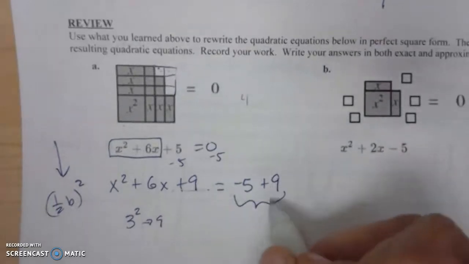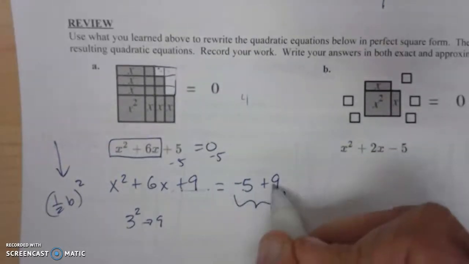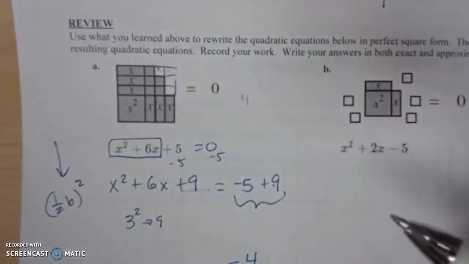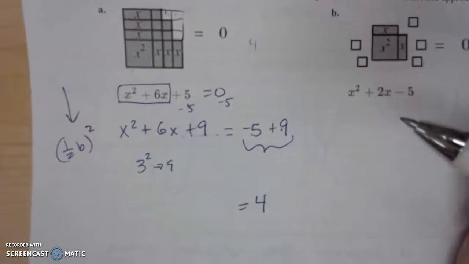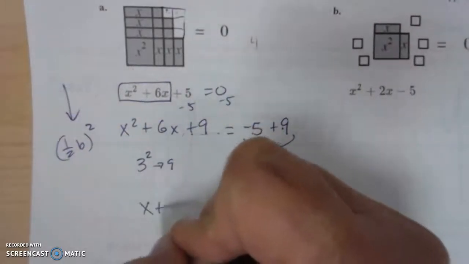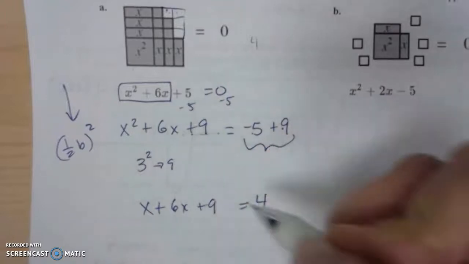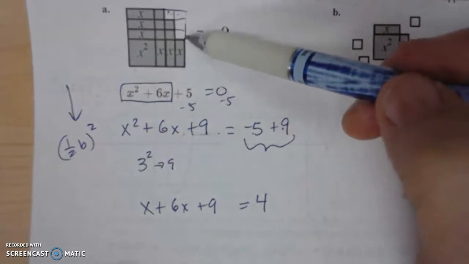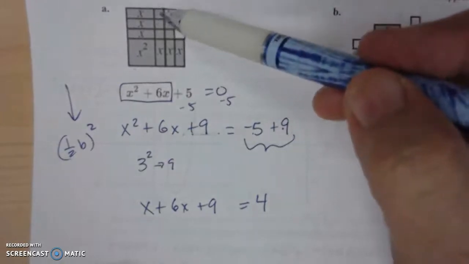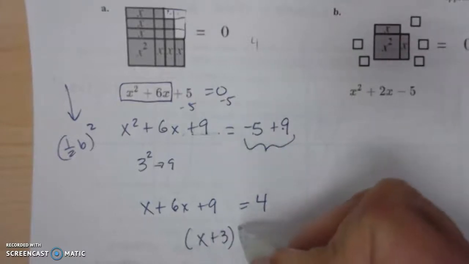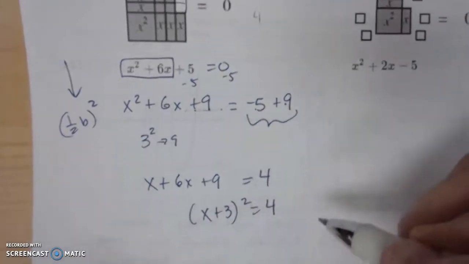Check out what's happening here. What is negative 5 plus 9? Oh, that's 4. And we knew that we were going to have to add 4 tiles. That's how we figured that out. And so on this side, we still have x squared plus 6x plus 9. And we can look at the picture, and we see x plus 1, 2, 3, and x plus 1, 2, 3. So we know we're going to have x plus 3 squared equals 4. That's going to be our equation.